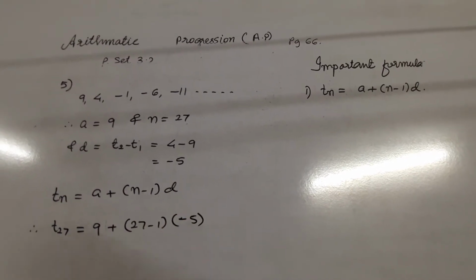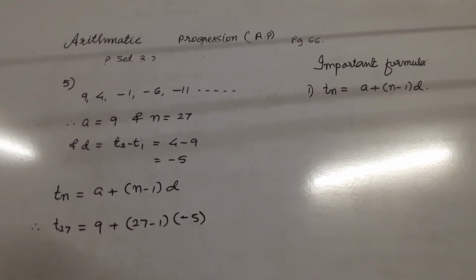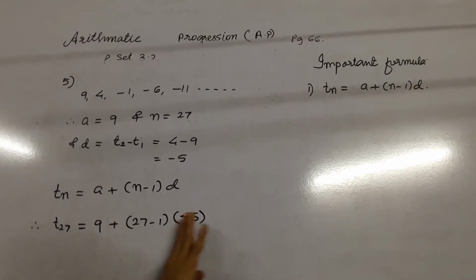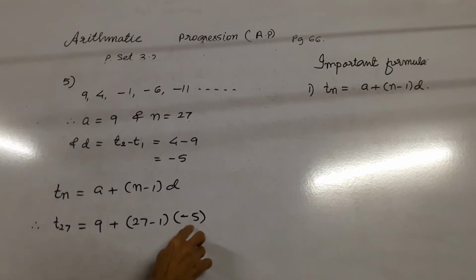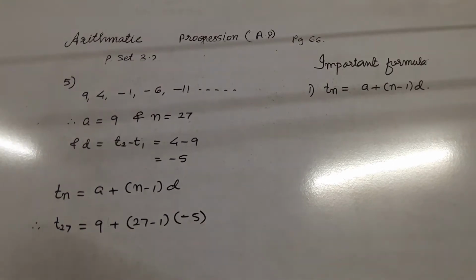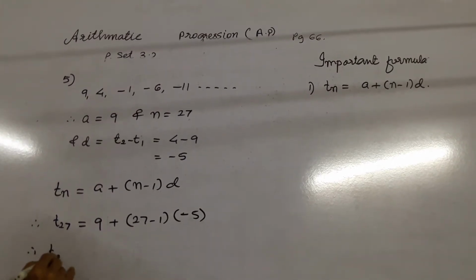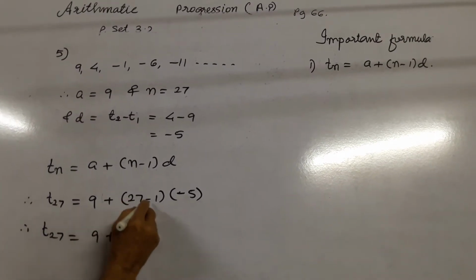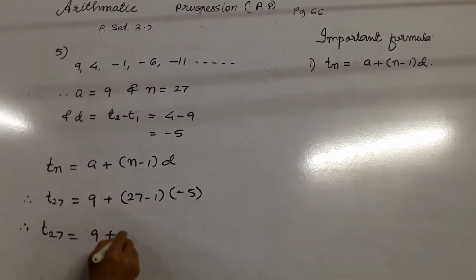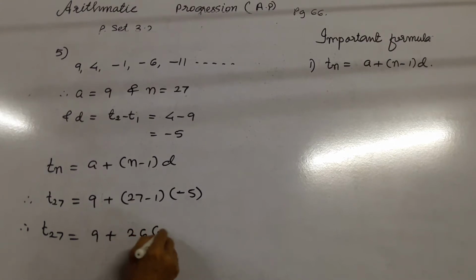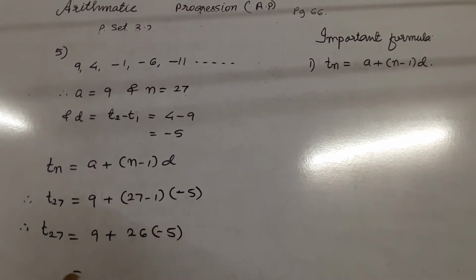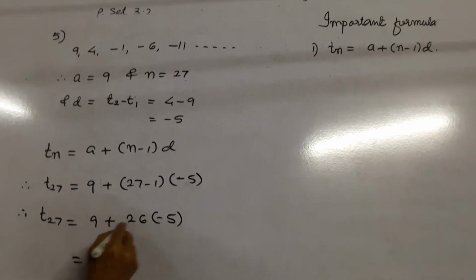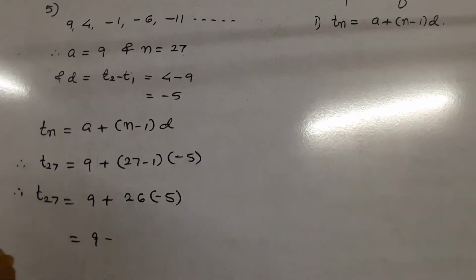So please write it in brackets. If you write without brackets, then it can be a separate term and your answer will be wrong. And therefore the step will be wrong. That's why put it in brackets. And therefore t27 is equal to 9 plus (26) minus 1. 27 minus 1 is 26, into minus 5. And that is equal to 9 minus, because plus into minus is minus, 26 fives are 130.